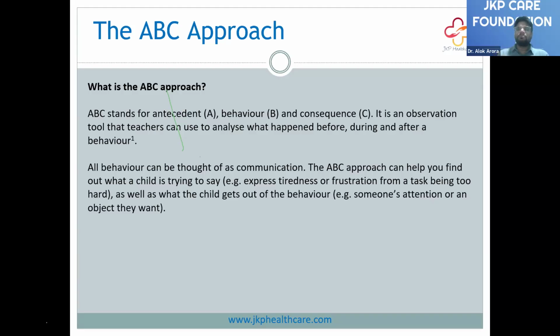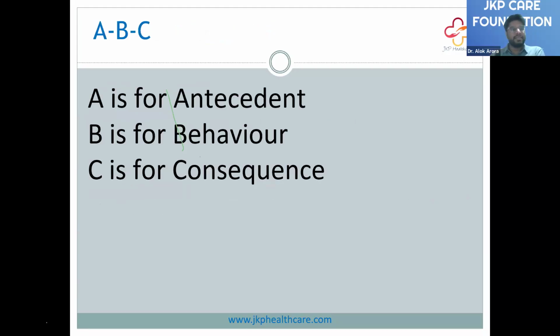So for behavior management, we need to change either the antecedent or the consequence. All behavior can be thought of as communication. The ABC approach can help you find out what a child is trying to say or what the child is trying to achieve. Coming to ABC, A is antecedent. What is the reason for the behavior? Antecedent, you just understand in very common language, is the reason. B is behavior, whatever the child is showing, and then C is the consequence.